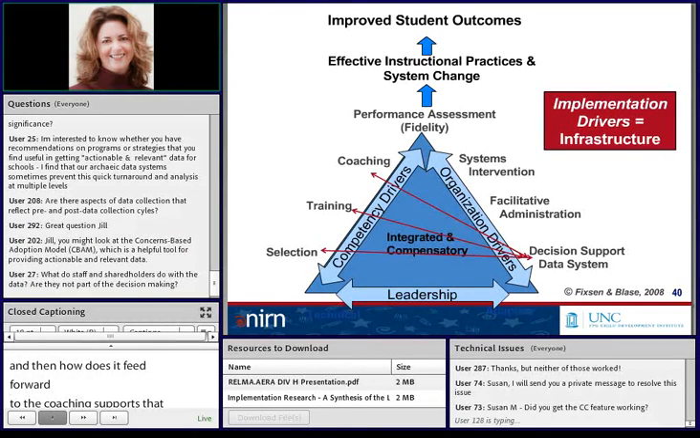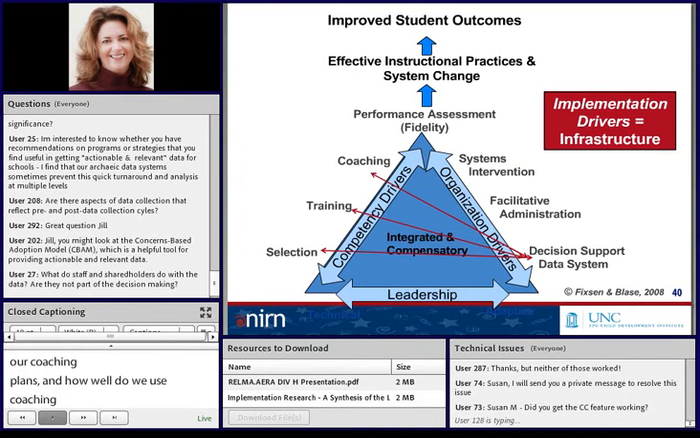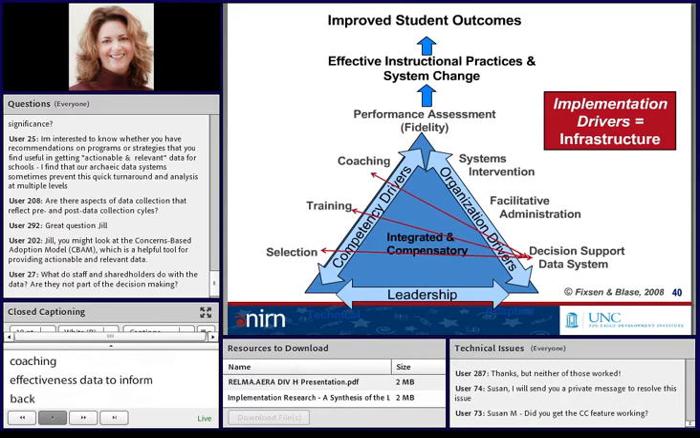So how do we use selection and training data to inform our coaching plans? And how well do we use coaching effectiveness data to inform back on our training and our selection practices as well as our coaching?